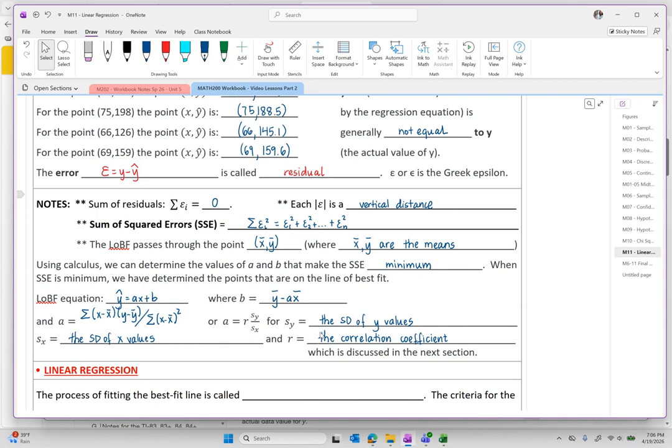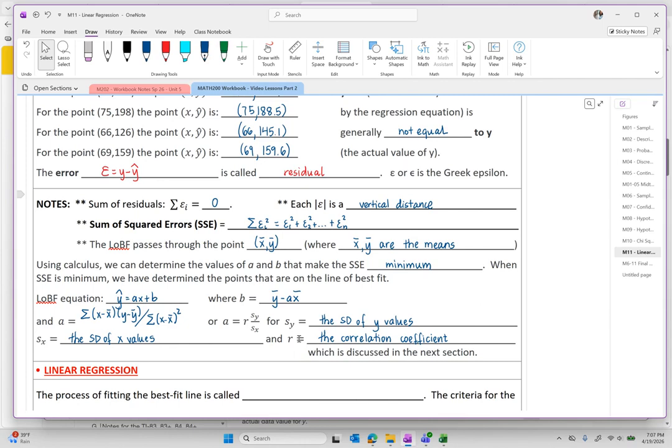So the numerator of a is the product of the distances of the x's from the mean times the distances of the y's from the mean. And in the denominator is the sum of the differences of the x's from their mean, squared. Also, a can be calculated as r times s sub y over s sub x. S sub y is the standard deviation of the y values. S sub x is the standard deviation of the x values. And r is something called the correlation coefficient, which we will discuss in the next section.